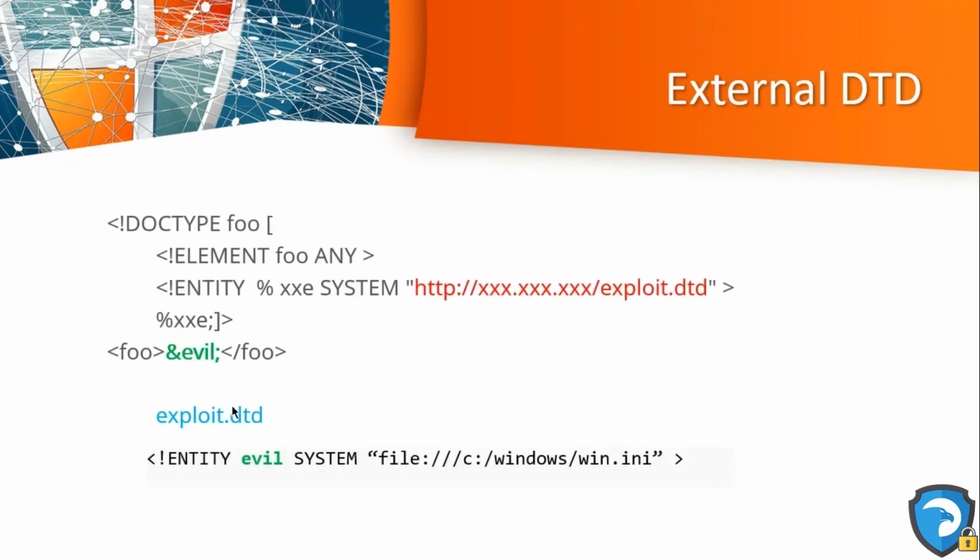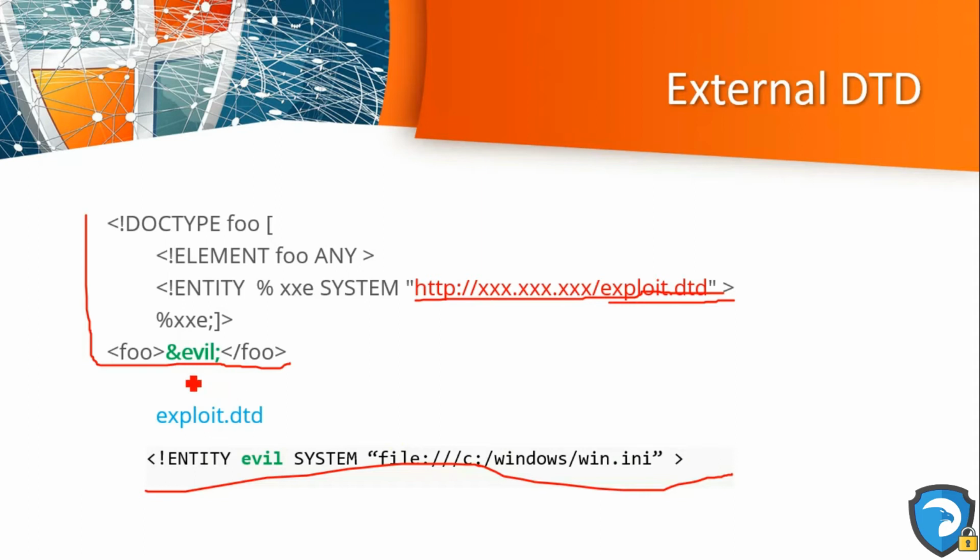Now let's understand the external DTD. As you can see, the XXE entity is defined with exploit.dtd. That is a link, and this example is also referred to as XXE to SSRF. This is the XML file, this is a totally different XML file, and exploit.dtd is a totally different file.